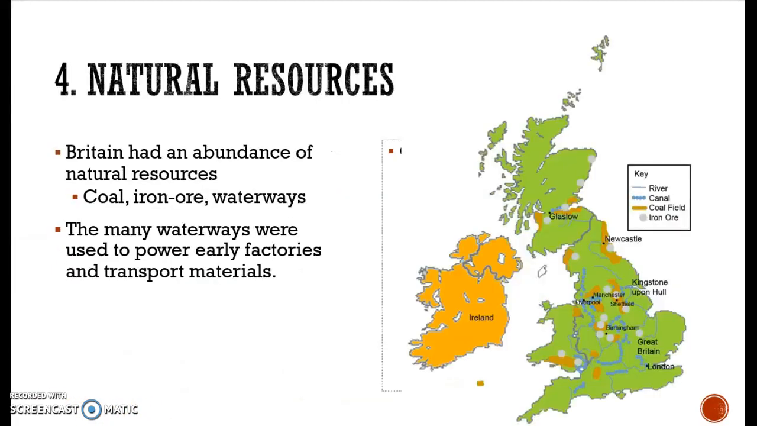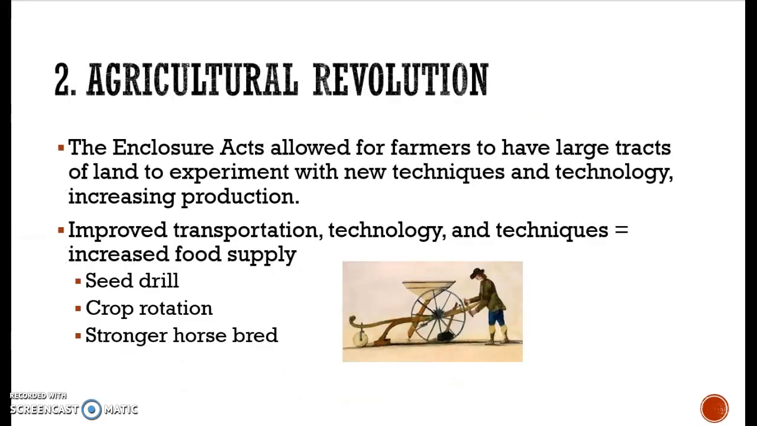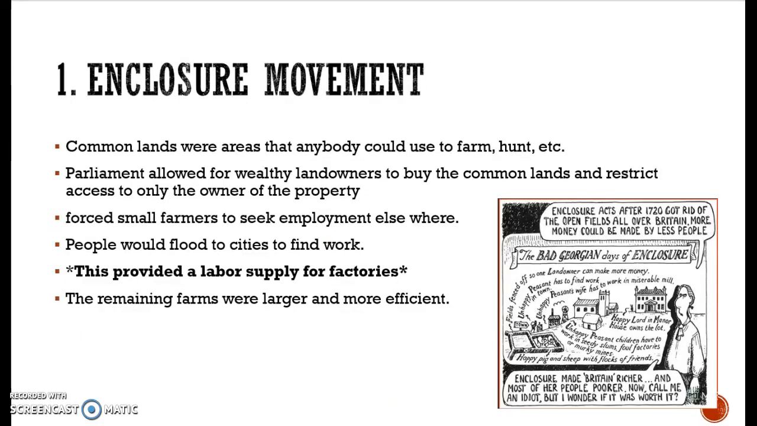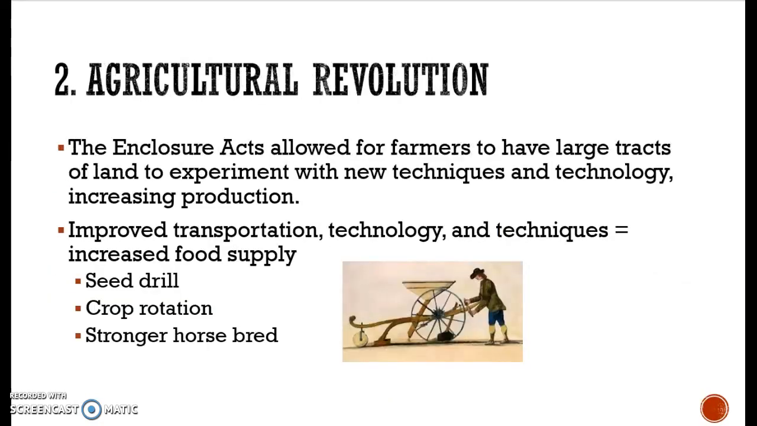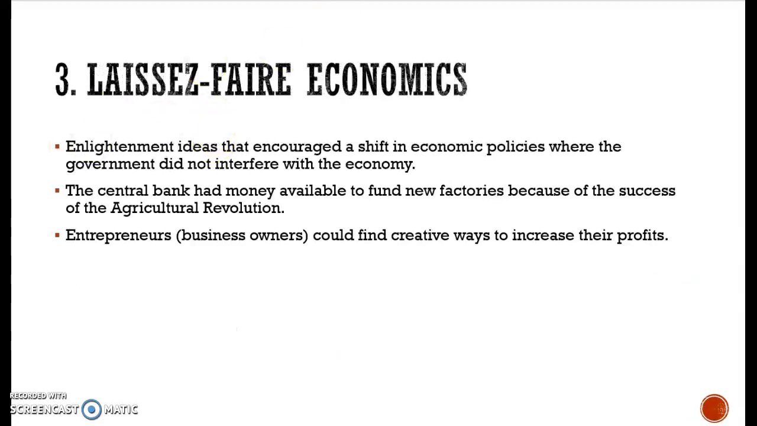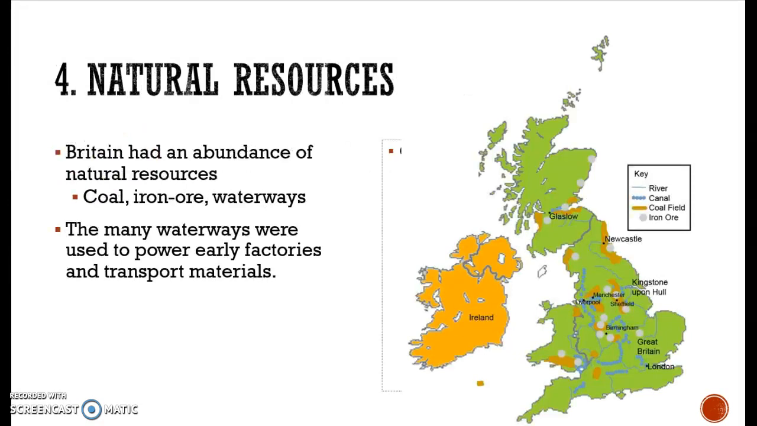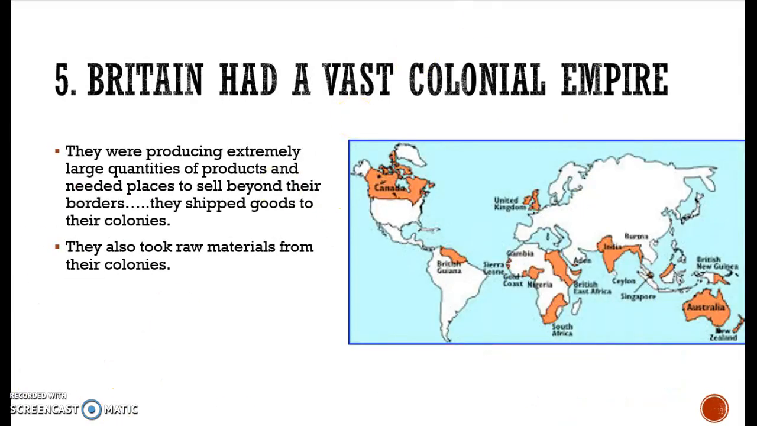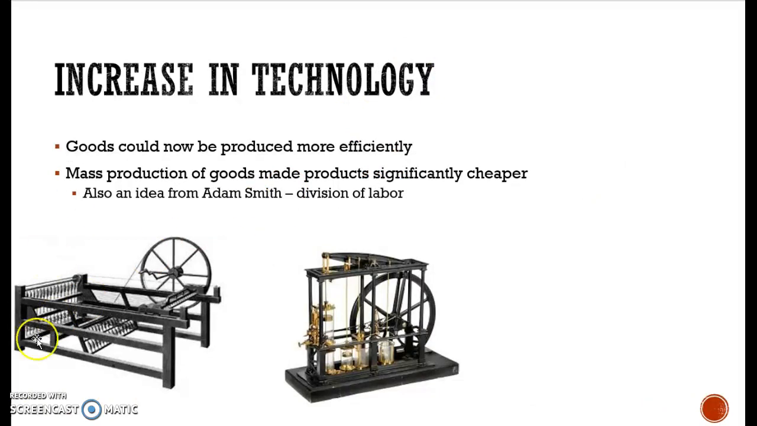So these are really the six key things that explain why the Industrial Revolution all of a sudden started. The fact that farmers no longer could farm on their land because of the enclosure movement. More people were being fed. The laissez-faire economics, where people could kind of do what they want. The natural resources allowed for this to take place. They could sell their goods beyond the borders of Britain, and this new technology made it all possible. Those are the contributing factors.